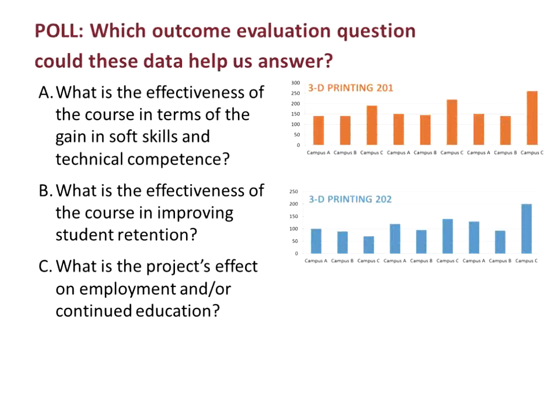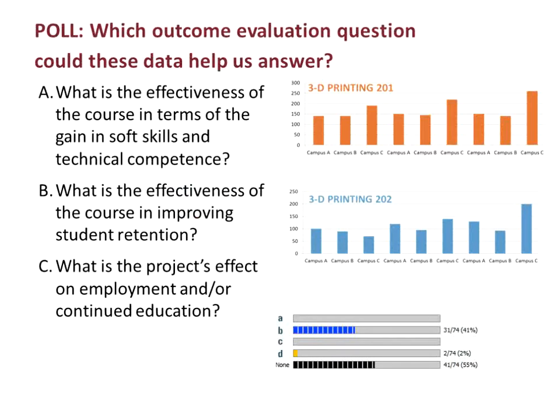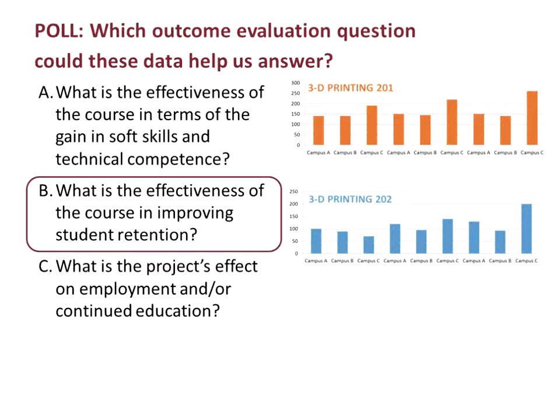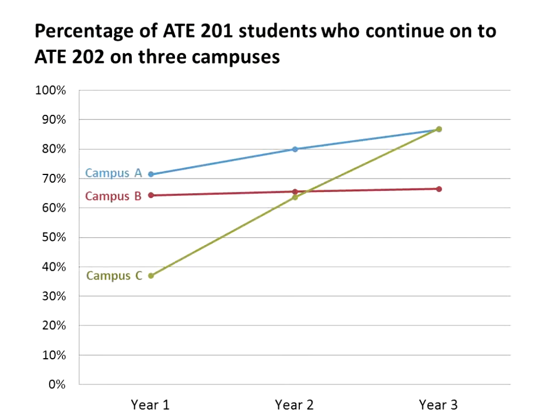Okay, I see a lot of answers, so let's go ahead and see the results. Nearly everybody who answered selected B, and you're right. Good for you. The indicator of interest here is not really the number of students enrolled in these courses, but the percentage of ATE 201 students who continued on to ATE 202. So to show this well, we need an entirely different type of visualization.